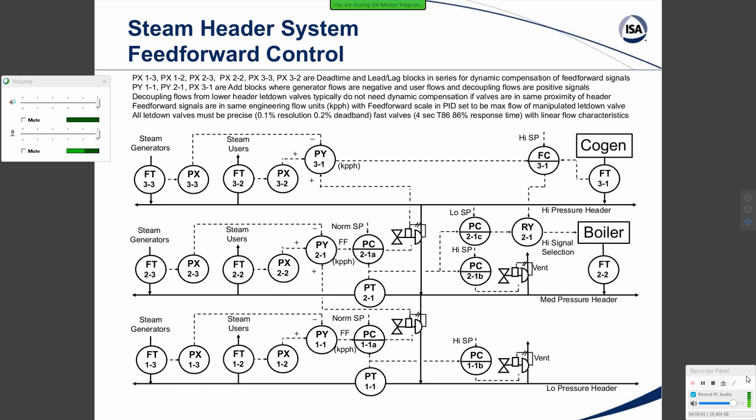Now, this shows the steam header, and just to give you a little bit of background here, the idea was to maximize cogen steam because they're permitted to use a maximum, and they want to make sure they're using up to the limit, but if they exceed the limit, then they get into trouble.